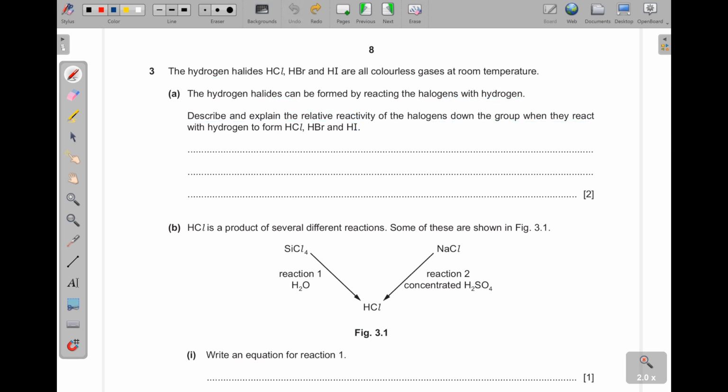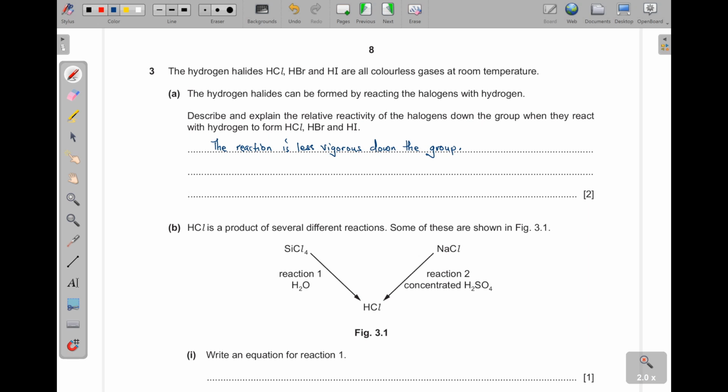Of course, the reaction becomes less vigorous down the group. Why? We see that electronegativity decreases. Remember, electronegativity is the power of an atom to attract bonding electrons towards itself.